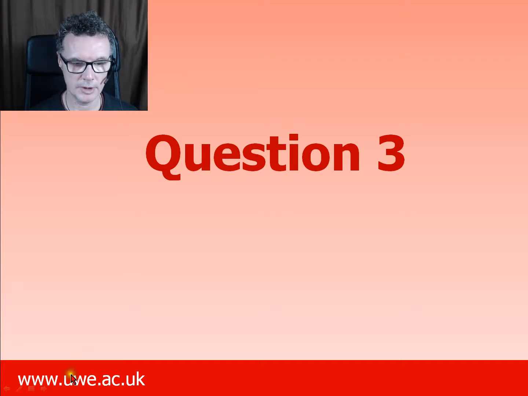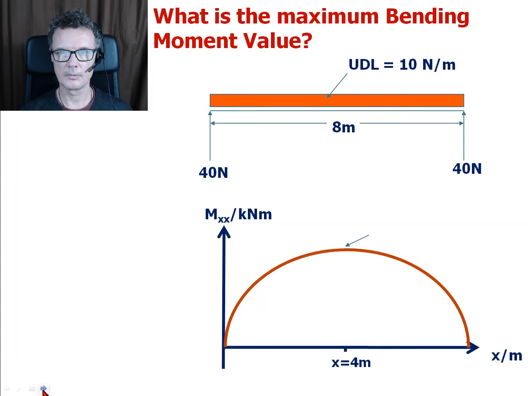Okay, question 3. What is the maximum bending moment value for our UDL here? So we've got a UDL which is worth 10 newtons per meter. It's 8 meters long, so that's going to give me 10 times 8. So it's going to give me 80 newtons total weight.